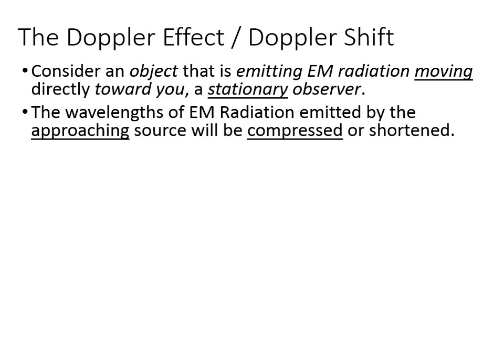And what we call the observer is stationary. So here we have a moving object that's emitting light or sound and a stationary observer. Okay, a source is moving and the observer is stationary. So the EM radiation emitted by the approaching source will be compressed or shortened, okay?